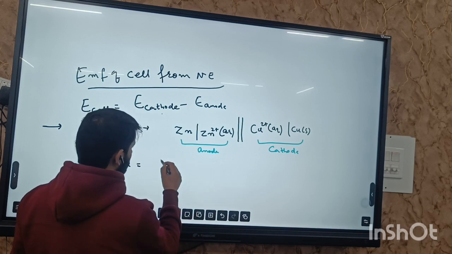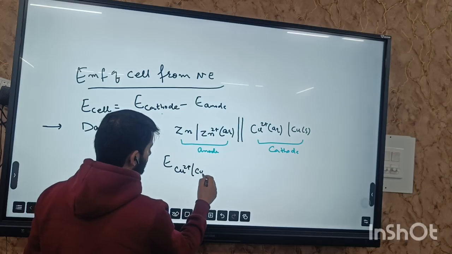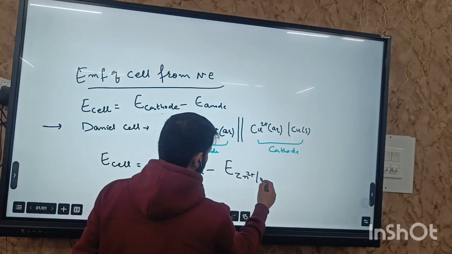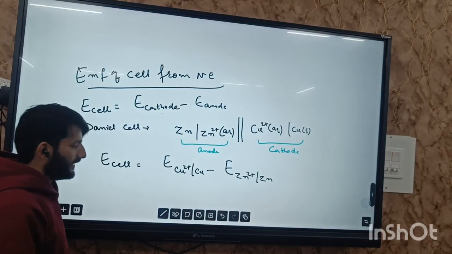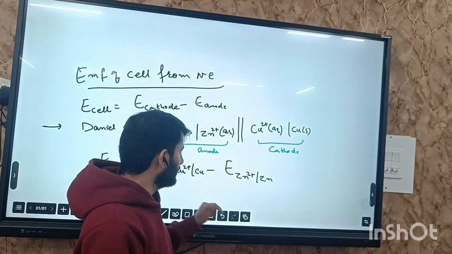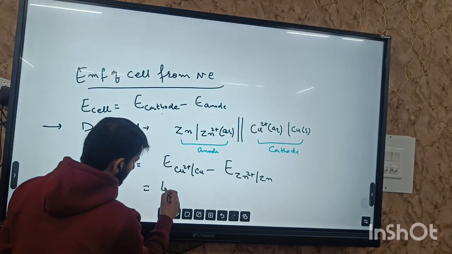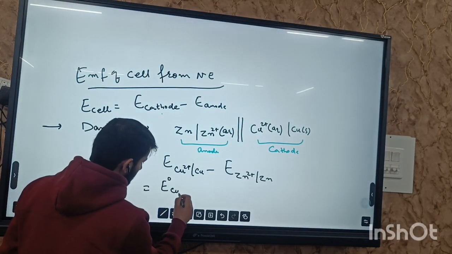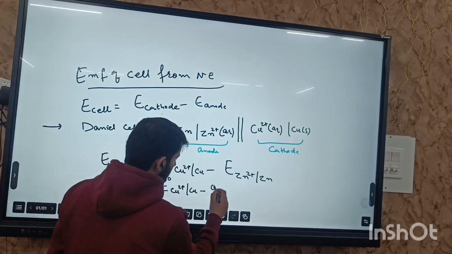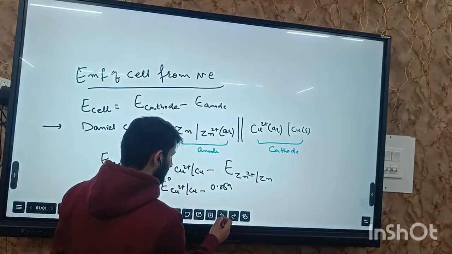So what is cathode? It should be E copper 2 positive to copper minus E zinc 2 positive to zinc. Okay, that is E cathode minus E anode. Now using the Nernst equation, what we have talked about already, you can just write the values, isn't it? You will write here E naught copper 2 positive to copper minus 0.0591, taking the temperature to 298 Kelvin, isn't it?